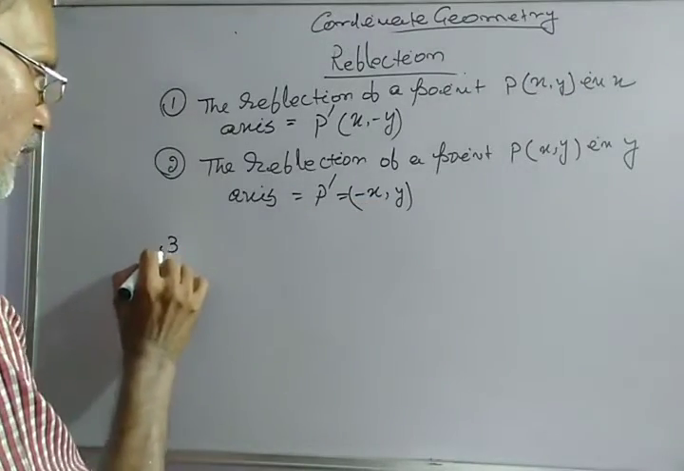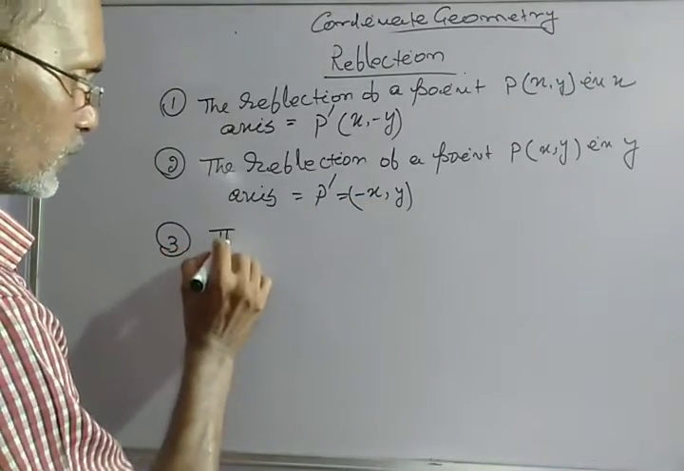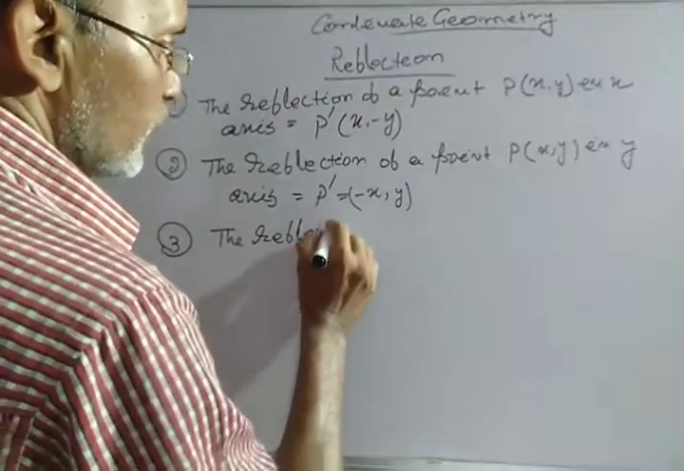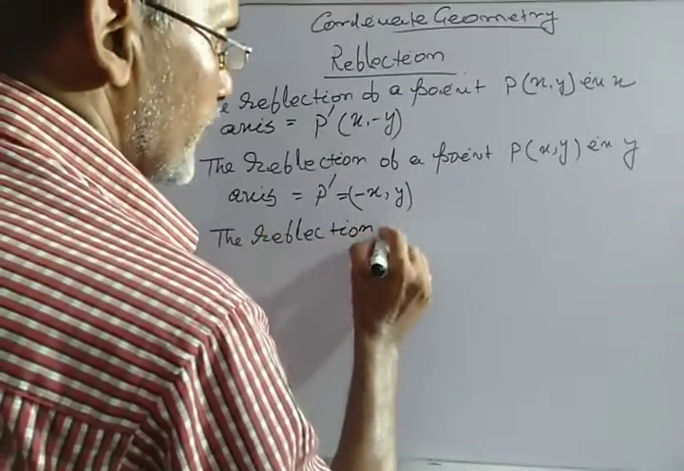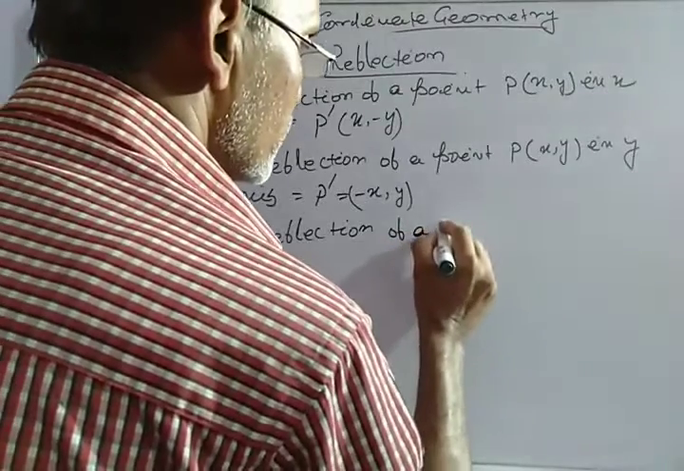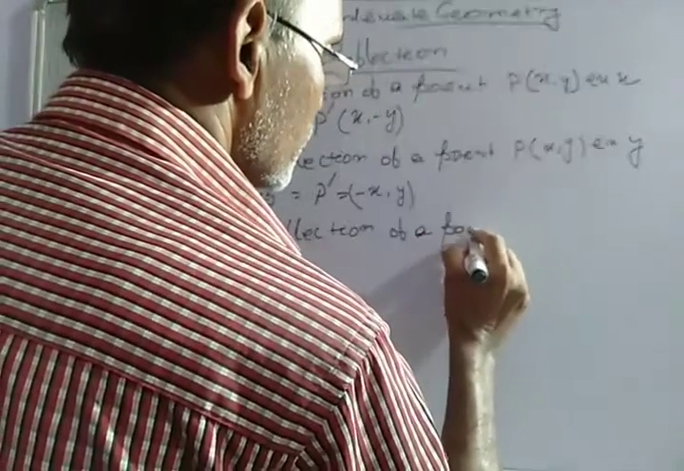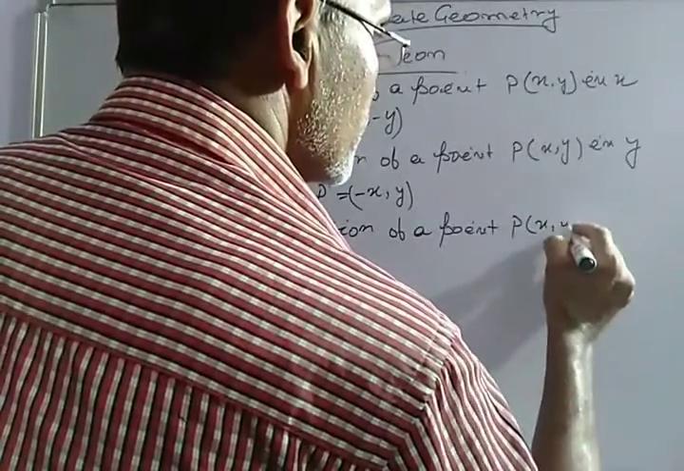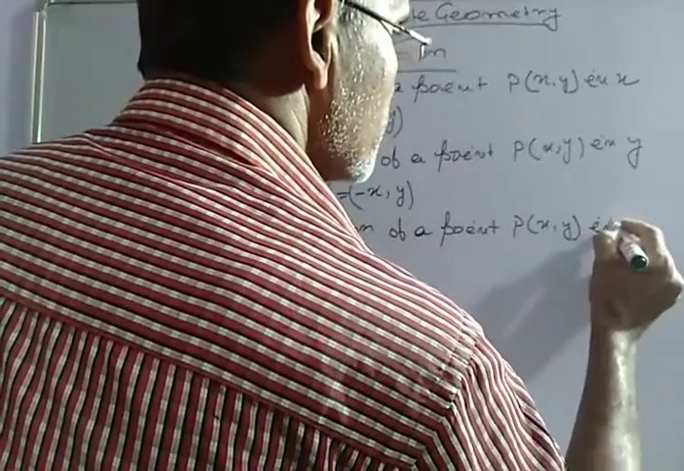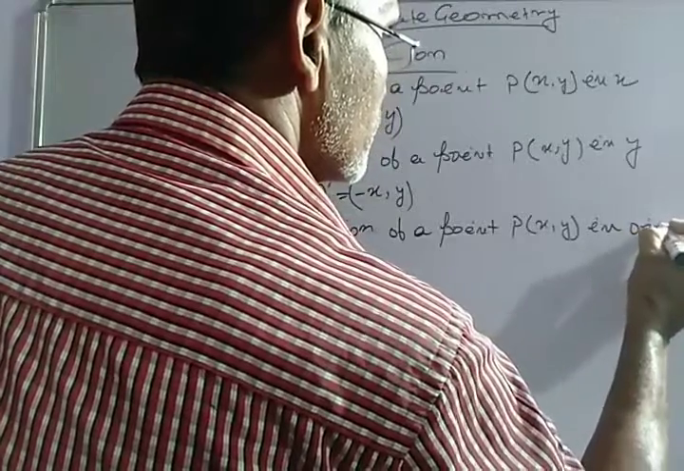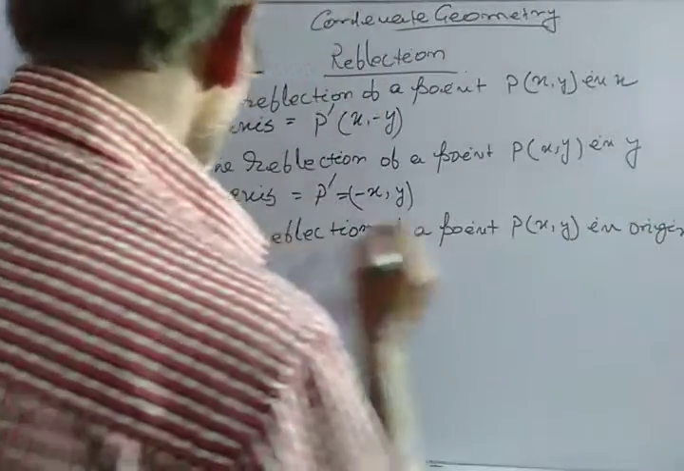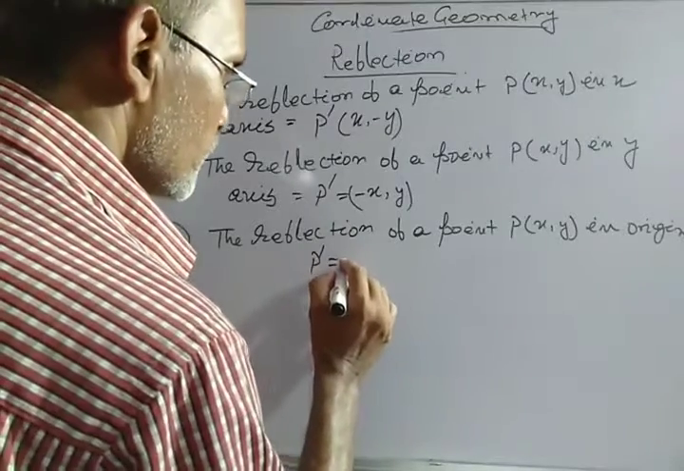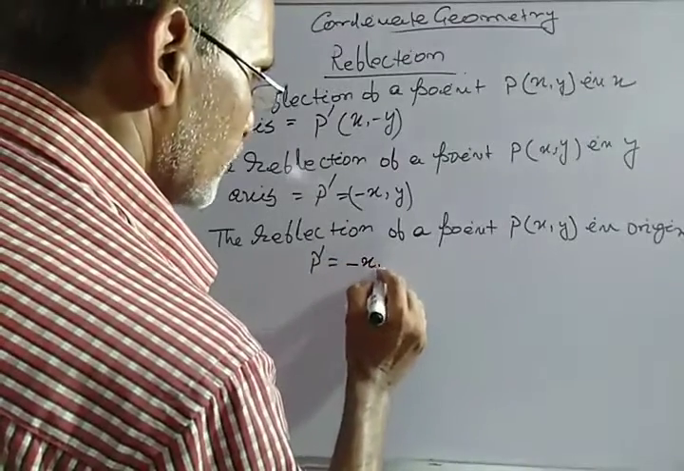Number 3, the reflection of a point P(x, y) in the origin is equal to P dash (minus x, minus y).